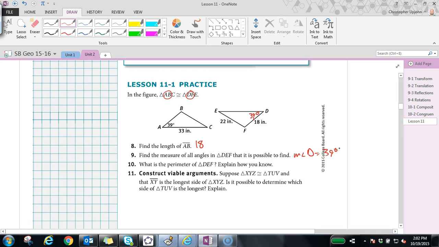The perimeter of DEF, so we need to find this side. Well, FD, first and third letter, goes with the first and third letter here, AC, which is 33. So we add those up, 33 plus 15 plus 22. So 51, 73 inches. So very straightforward, just matching things up.